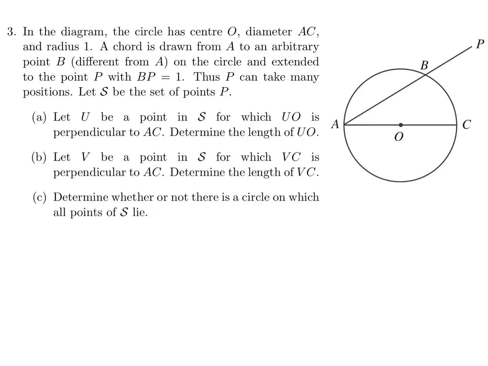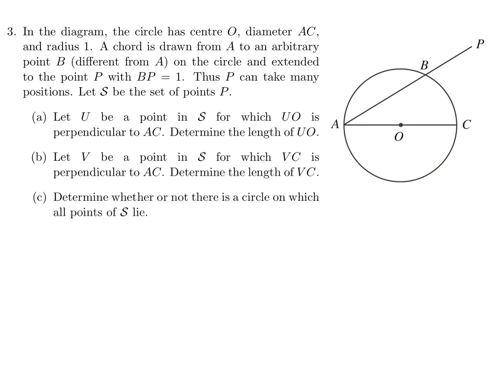In the diagram, the circle has center O, the diameter AC, and a radius of 1. A chord is drawn from A to an arbitrary point B, different from A, on the circle and extended to point P, with BP equal to 1. Thus, P can take many positions. Let S be the set of points P. A. Let U be the point in S for which UO is perpendicular to AC. Determine the length of UO.